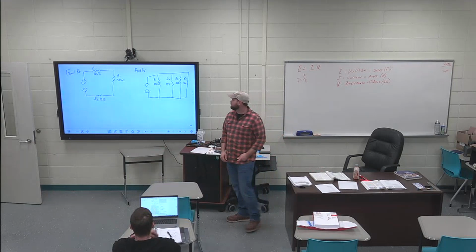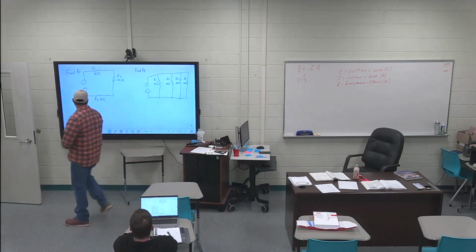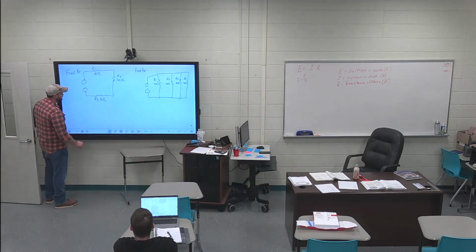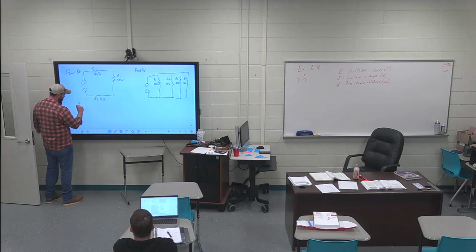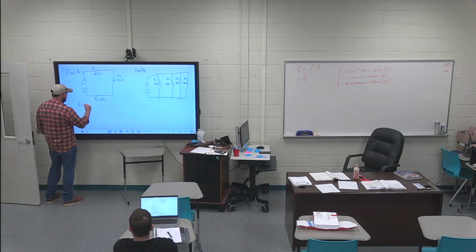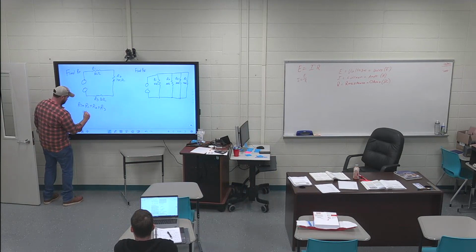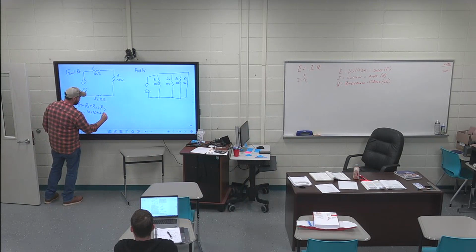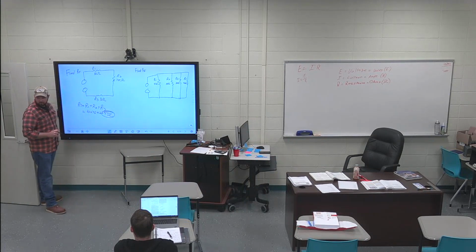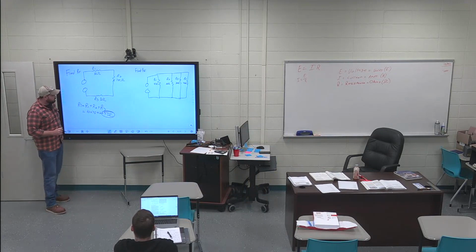So, first one, is this series or parallel? Series. What's my equation for resistors in series? R1 plus R2. So you just add them up, R1 plus R2 plus R3. So 10 plus 75 plus 12 is 97 ohms. Everybody go with that one? Yeah, first one's good.